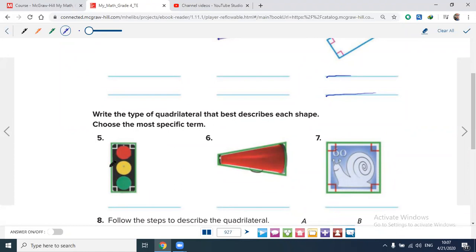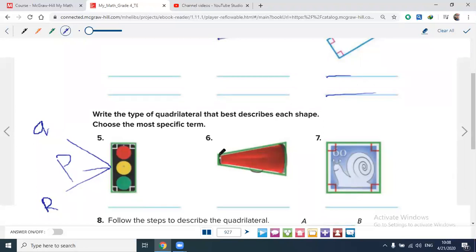I can name this shape by three names: quadrilateral, parallelogram, and rectangle. But the specific term for this shape is rectangle. It's a quadrilateral because it has four sides and four angles. It's a parallelogram because the opposite sides are parallel and equal in length. It's also a rectangle because it has four right angles. So the specific term will be rectangle.